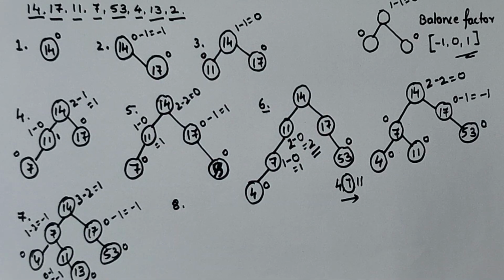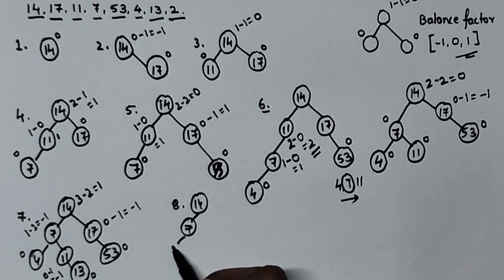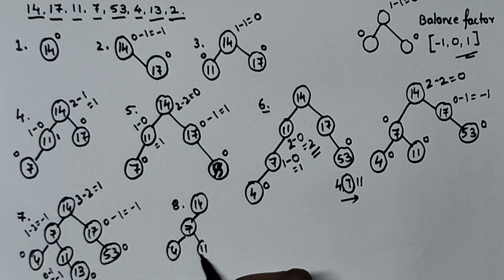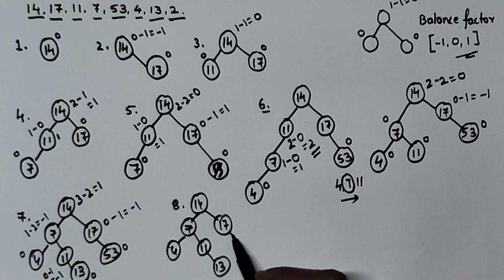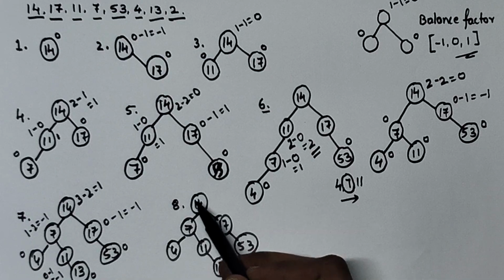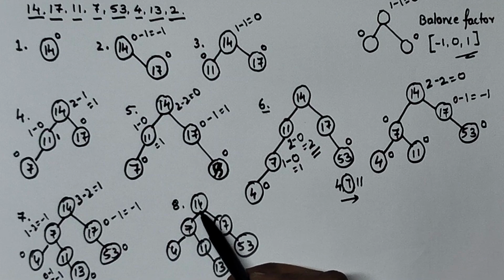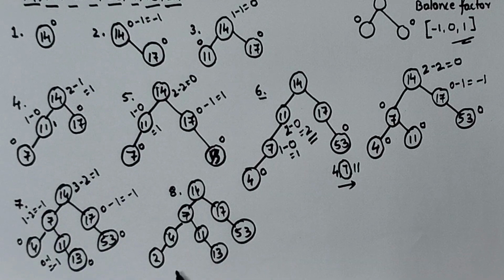We will be inserting 2. So how will you insert 2? 14 will remain as it is, 7 will be the same, 4 will be the same, 11 will be the same, 13 will be the same, 17, and then 53. Now I will compare 2 with the root node. So it is less than 14, so left side. It is less than 7, so left side. It is less than 4, so it is left side.